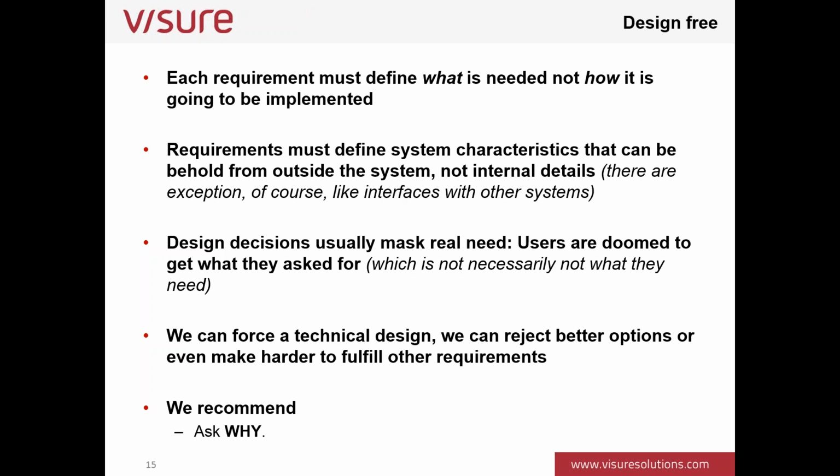A requirement must define the system characteristics that can be observed from outside the system, not the internal details of the system. Of course there are some exceptions. There are always some exceptions to those rules, like for example interfaces with other systems. In those cases, I need to enter a bit into the design, into the how the systems are going to communicate, but usually try to avoid that. Why should we avoid that?